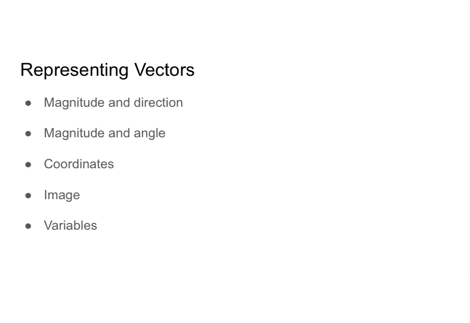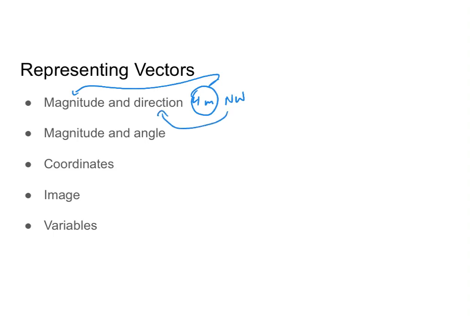So let's go ahead and talk about how we can represent vectors, because you guys are probably used to representing scalars, since those are just numbers. So one way that we could represent vectors is by talking about their magnitude and direction in words. So for example, I walked 4 meters northwest, where 4 meters is my magnitude and northwest is my direction.